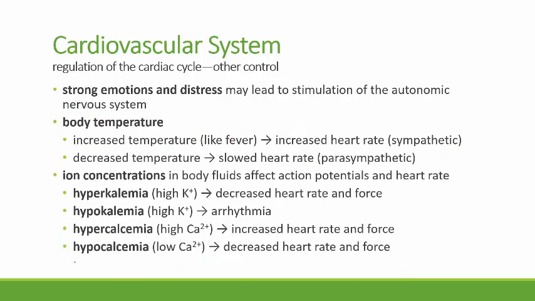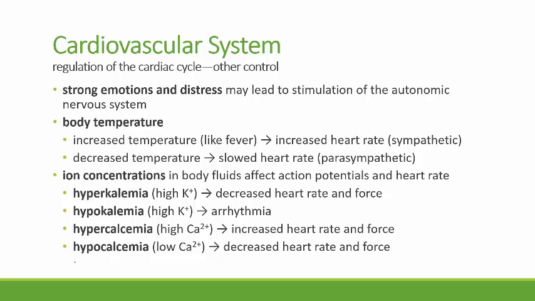So there are other systems that can stimulate or cause changes in the cardiac cycle. Strong emotions and distress can lead to stimulation of the autonomic nervous system, depending on what the emotions are. If it's anger, then that could cause an increase. If we're seeing depressed characteristics coming from the brain, then that may cause a reduction in activity.